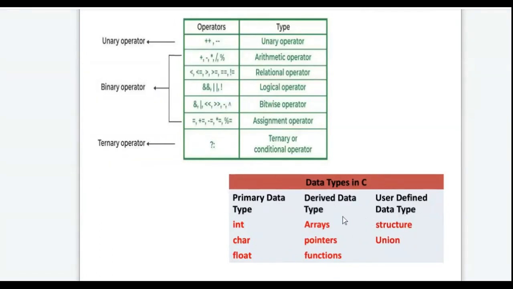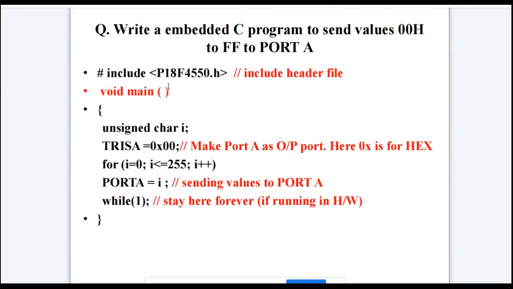See here, a few examples of data types are mentioned. Primary or fundamental data type can be integer, character, float. Derived data type can be arrays, pointers, functions. And user defined data type can be structure and union. Now let us see the embedded C programs for PIC18F microcontroller.